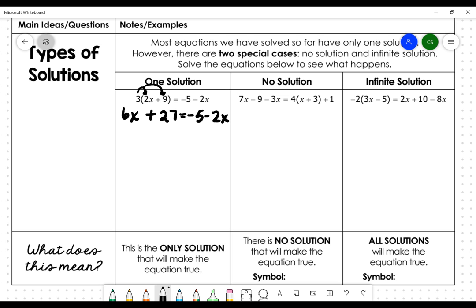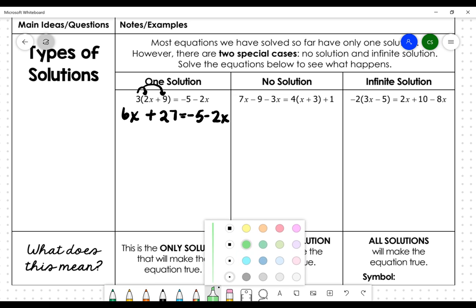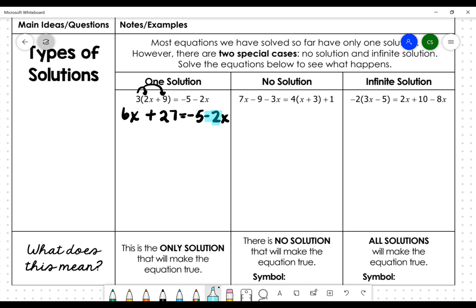Now I have a nice equation with variables on both sides. I'm going to remove my negative 2x from this side because I want it on the other side of my equation. And the only way I can do that is by doing its inverse. The inverse of subtracting 2x is adding 2x. And if I add 2x to one side, I must add 2x to the other side.